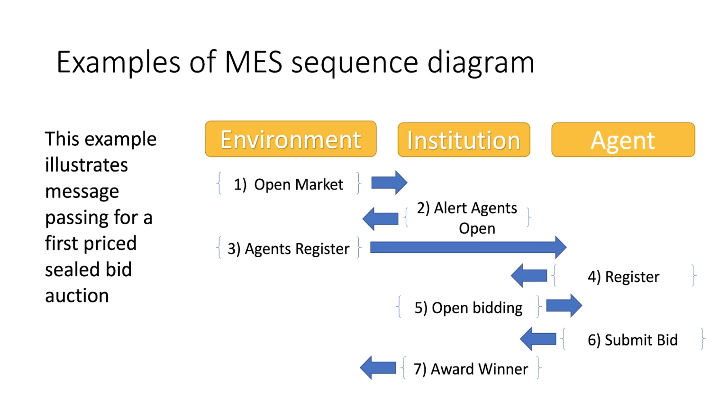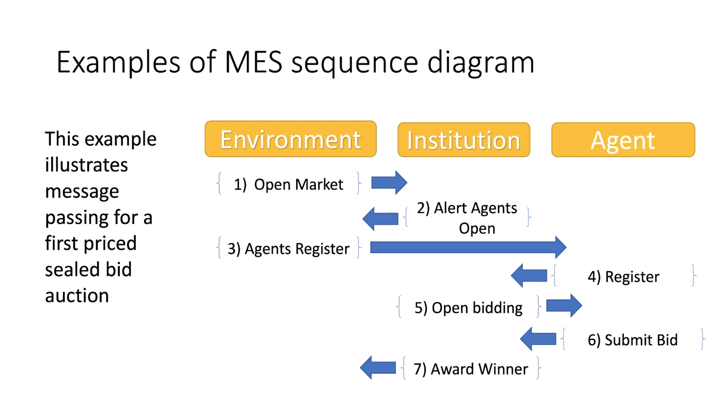Okay, so once we have a microeconomic system, what we will also potentially develop is what's called a microeconomic system sequence diagram. A microeconomic system sequence diagram is intended to identify and describe the sequence of messages that might pass around between the components inside of a microeconomic system.